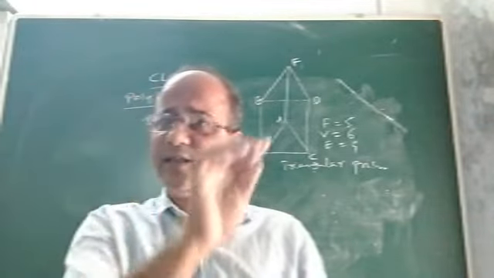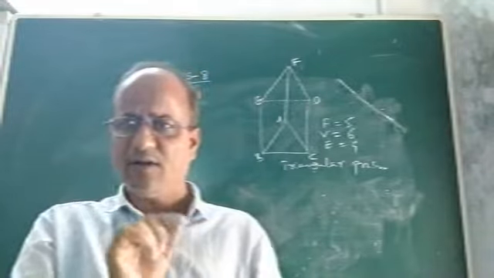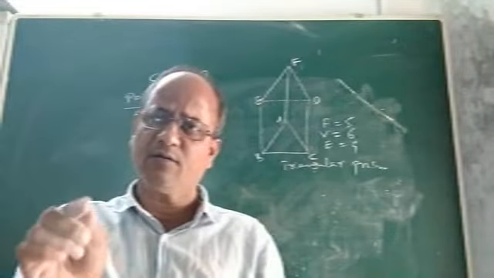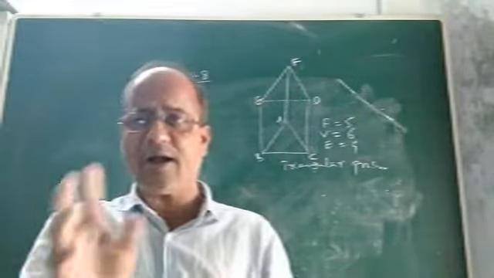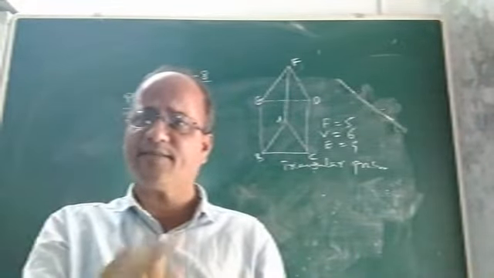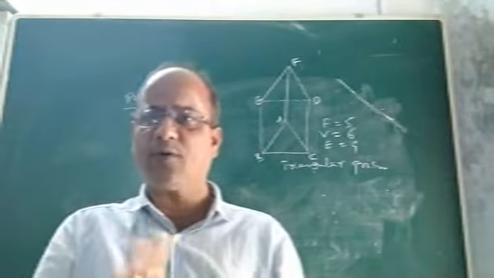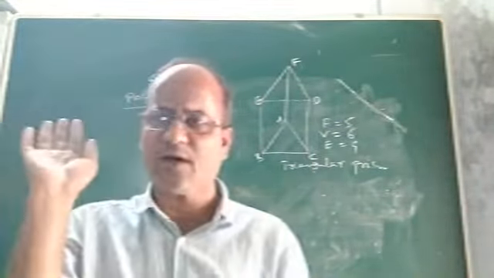In a pyramid, there is no need to count the number of faces. Simply see the base. What polygon is the base, and how many sides does this base polygon have? Whatever the number of sides of the base, you just add 1 to it. If the base has 4 sides, then it will have 4 plus 1, that is 5 faces. Like this you can do.